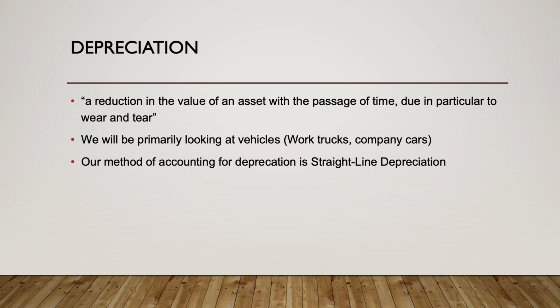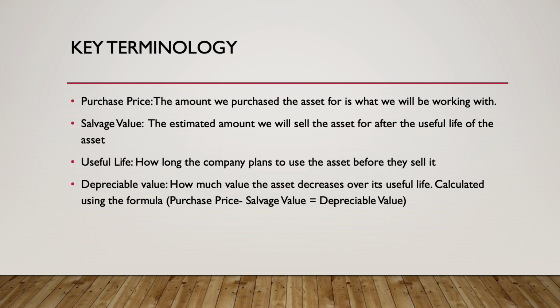The definition of depreciation: a reduction in the value of an asset with the passage of time due in particular to wear and tear. For our examples, we're going to be looking at work trucks, company cars, vehicles, simple terms, simple assets that we can wrap our heads around, that the more we use it over time, the less value it has in the future. Our method of accounting for depreciation is straight line depreciation. So let's get into it.